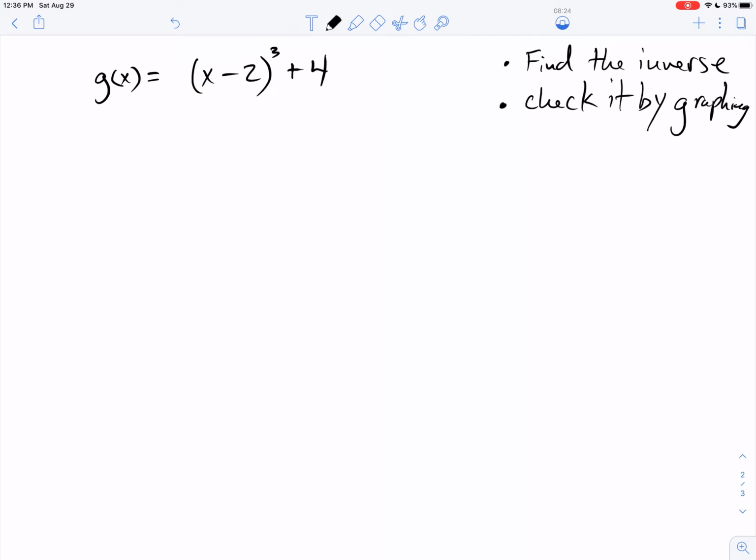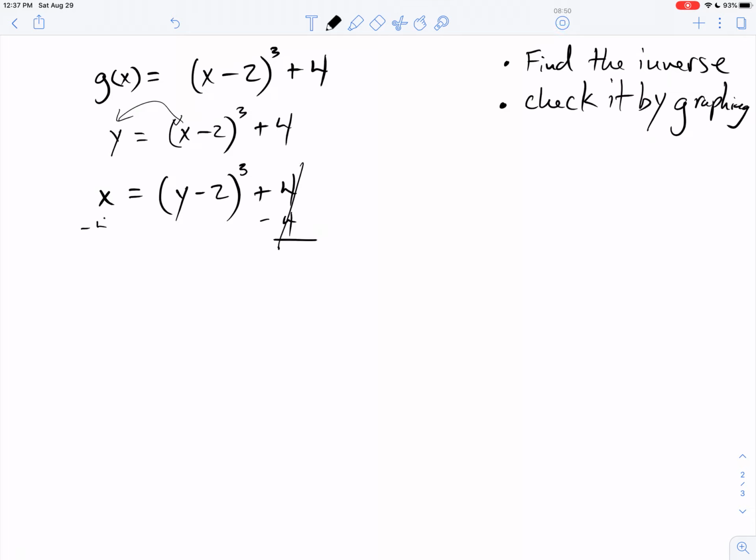So first things first, how do I find an inverse? No matter what it is, I write it in y equals form. Then I interchange where the x and the y are. I don't interchange anything else. I interchange where the x and the y are. And then I get y by itself. So if I'm going to get y by itself, I would take away 4. And I would end up with, on this side, x minus 4 is equal to y minus 2 cubed.